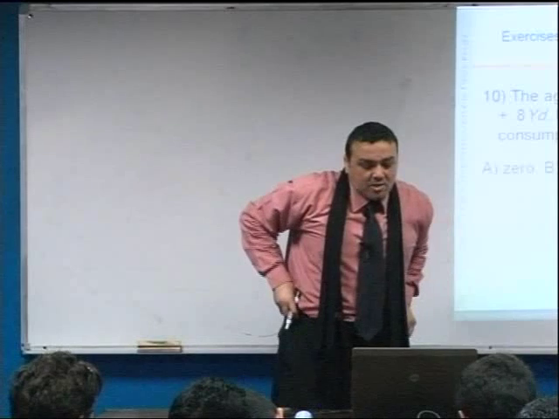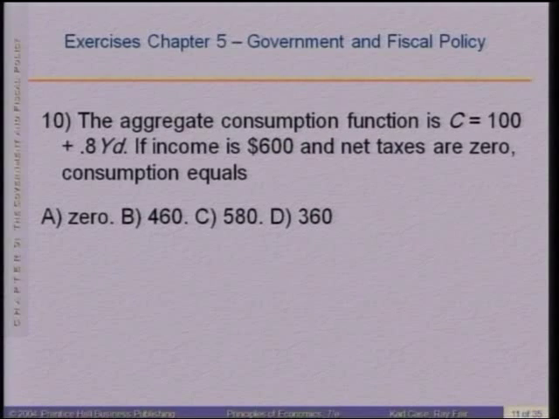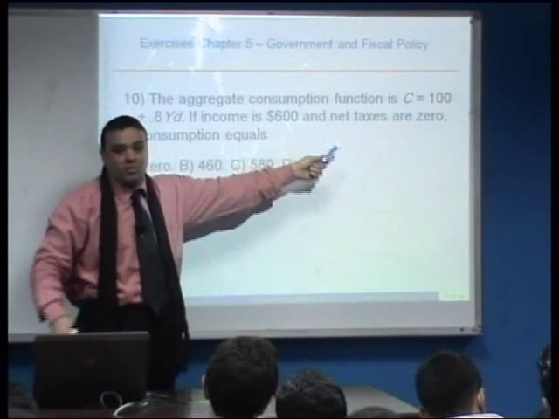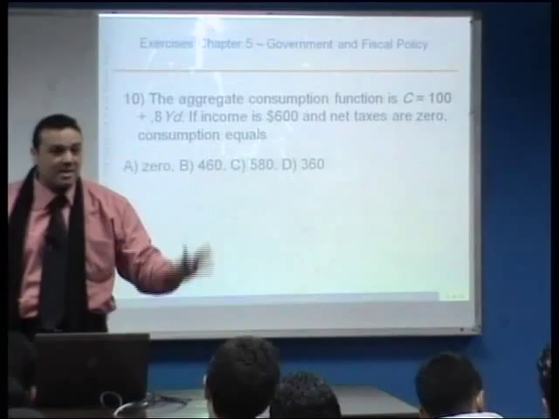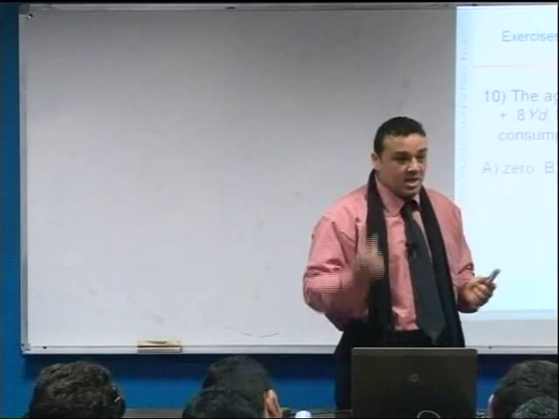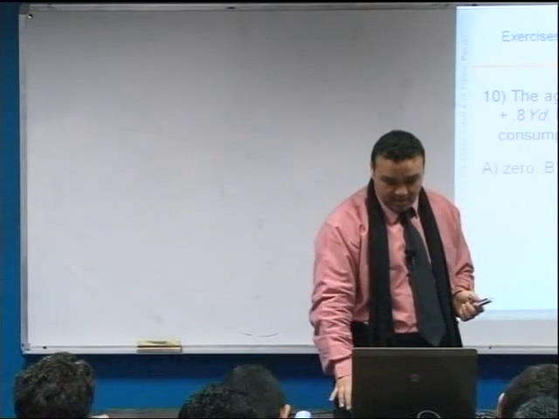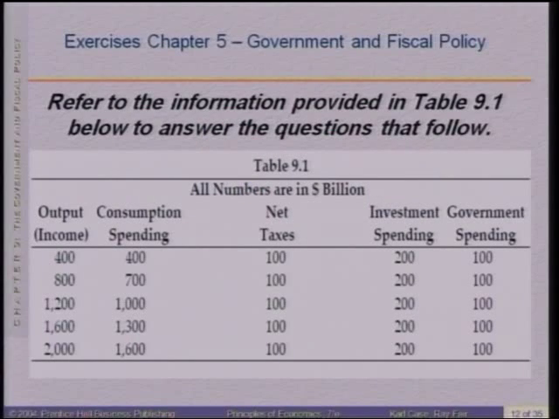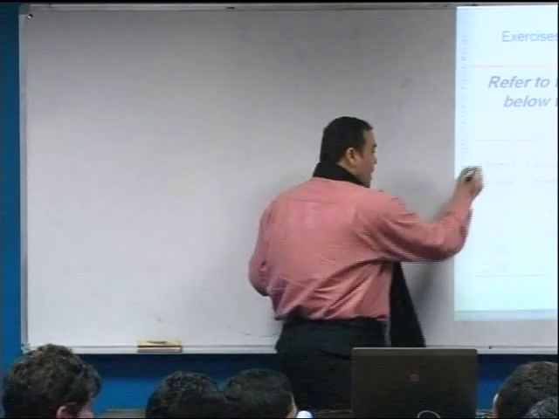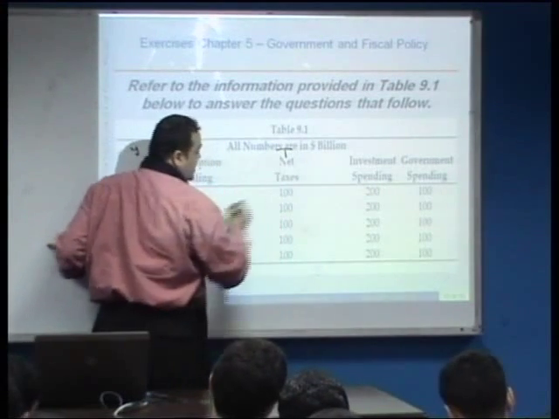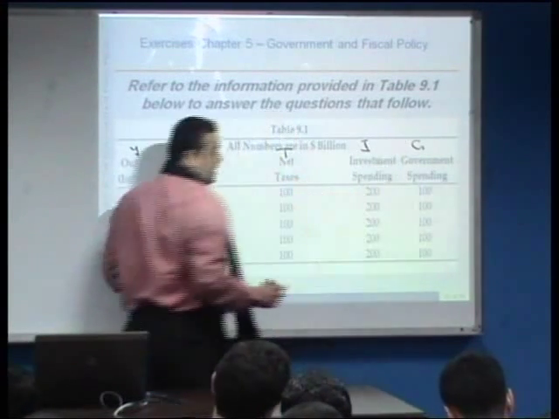Here we have the aggregate consumption function C equals 100 plus 0.8 YD, and income 600, net taxes equals 0. The same idea, the same process. Taxes equal 0 in this case, so Y must equal YD. Right? So let's go to this example. In this example, this is Y, aggregate income. This is C, T, net taxes, investment, and the government spending.